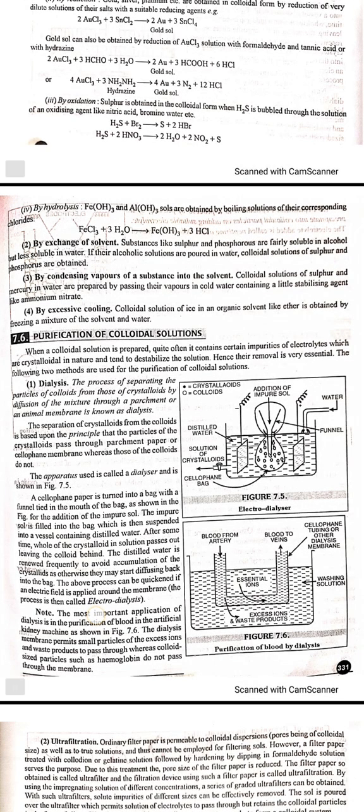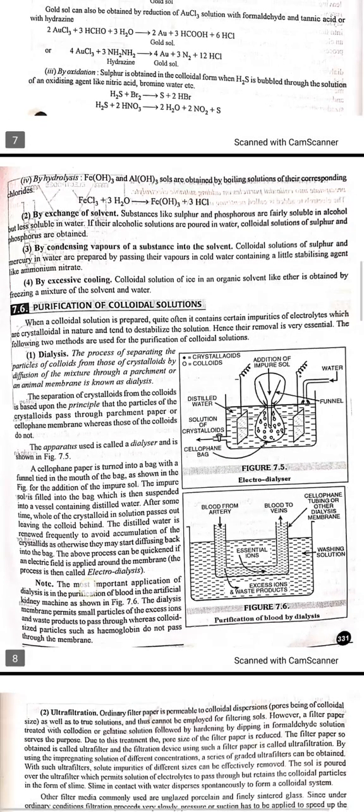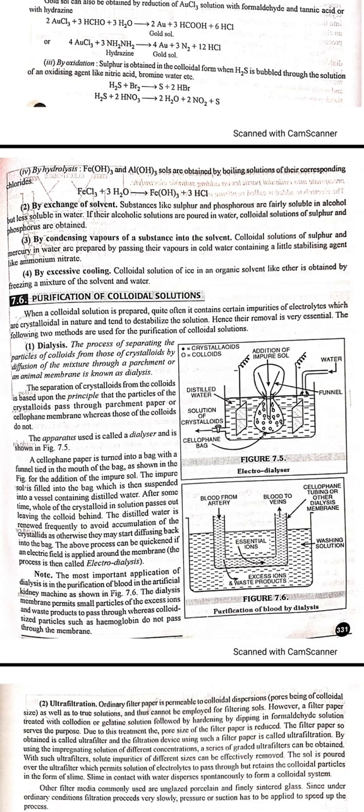This can be done by two methods, dialysis and ultrafiltration. When a colloidal solution is prepared, quite often it contains certain impurities of electrolytes which are crystalloidal in nature and tend to destabilize the solution. Hence, their removal is very essential. The following two methods are used for the purification of colloidal solution. First one is dialysis and second is ultrafiltration.